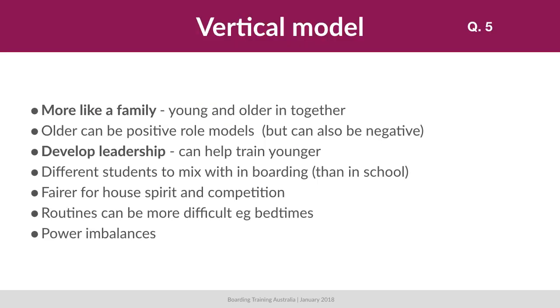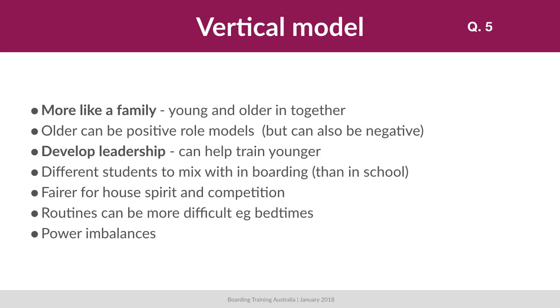A vertical model is more like a family, younger and older in together. The older can be positive role models, but bear in mind they can also be negative. It's a useful model for developing leadership where you can train younger students. Different students can mix in boarding. So what we mean by that is you might have mixed with year 10 students all day, but when you go home to boarding, you can mix with younger students and older students, not the same students that you've been with all day. It's fairer for house spirit and competition.